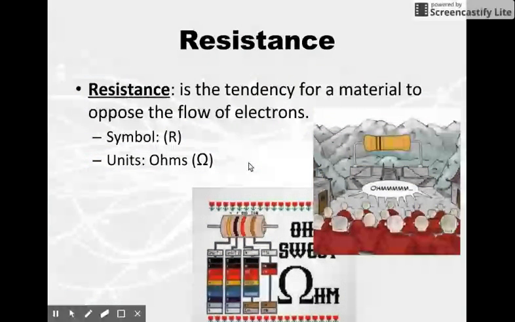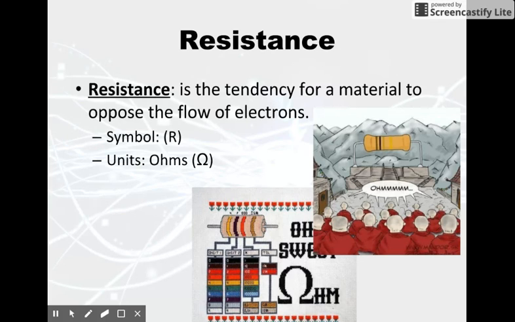The other variable in our circuit is the resistance. So resistance literally means the tendency to slow down the flow of electrons. So it's resisting the flow. So it slows our electrons down. Now, any device like a light bulb or something you plug into your outlets causes some resistance.